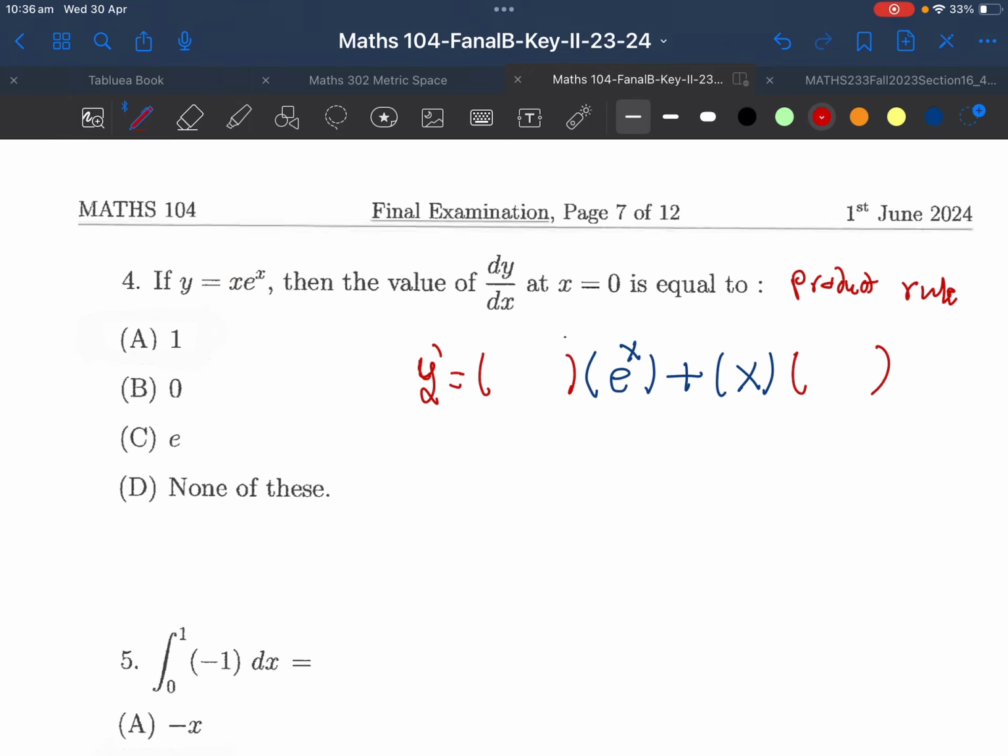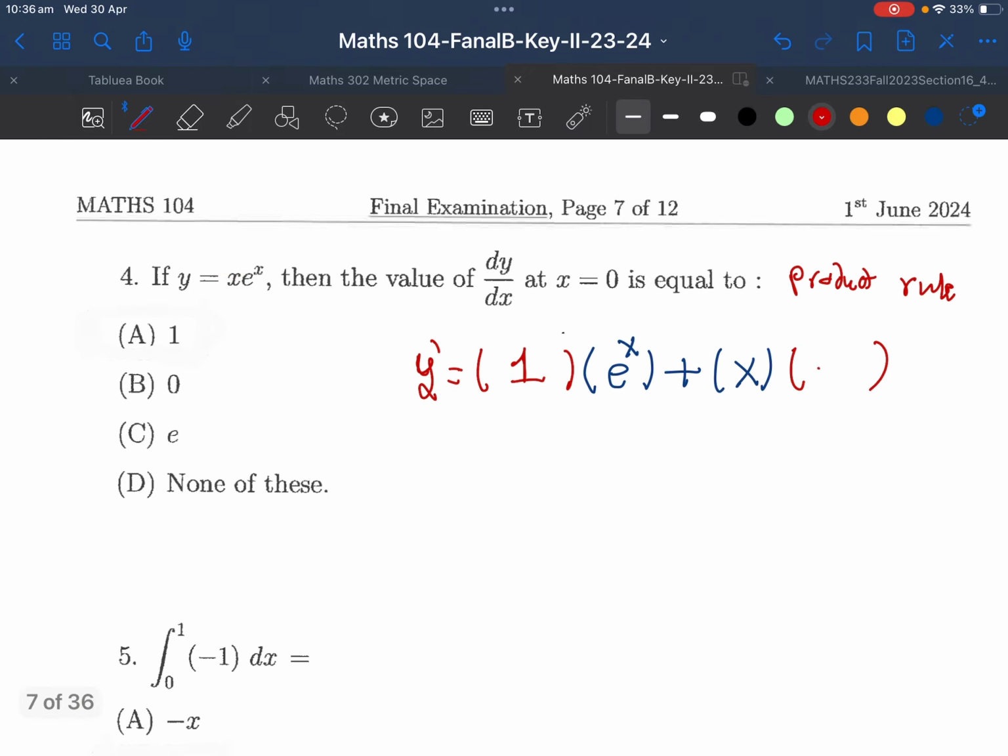Now, what's the derivative of x, which is first? It's just 1. What's the derivative of the second, which is e^x? Remember, e^x is just e^x. Final step, just substitute with your calculator x equal to 0. So you write in your calculator, this is 0, this is 0, this is 0. The answer will be 1, which is part A.